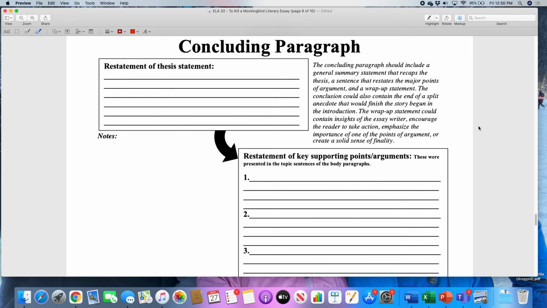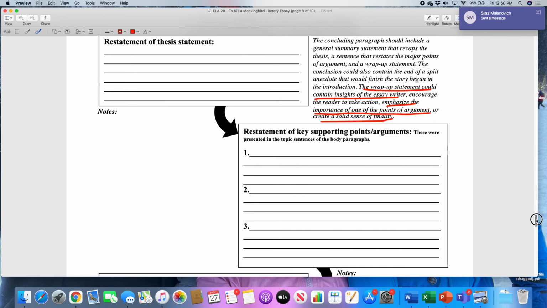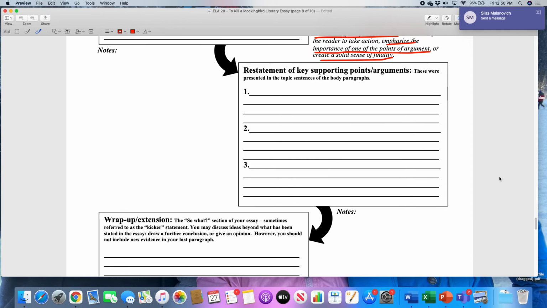It could contain insights of the essay writer, and this is what I think is the most important. Okay, contain insights of the essay writer, emphasize the importance of one of the points of the essay, and create a solid sense of finality. So it always answers again, so what? Why did I just read this? Why does it matter? How am I a different person now? How should I think differently or act differently or approach things differently as a reader, as a thinker, as a citizen after reading this essay?